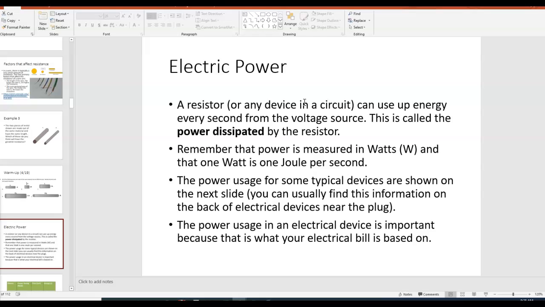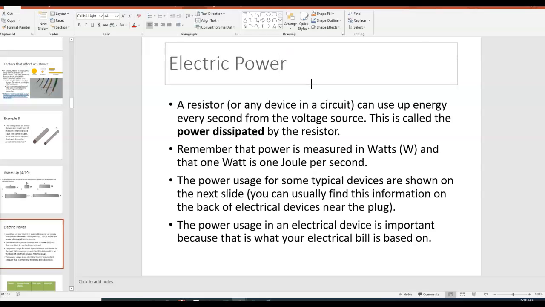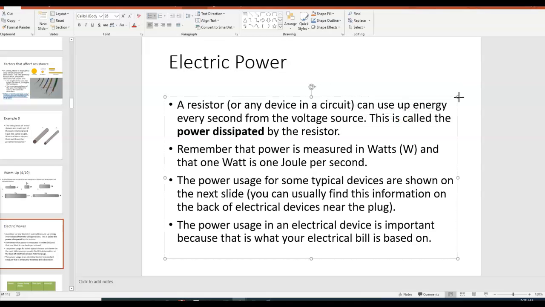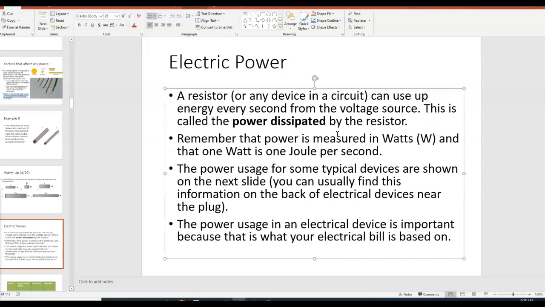Okay, so any device that's plugged into any type of electrical circuit uses up energy from that circuit. Whether it's a resistor, a light bulb, a light socket, or your phone as it's charging, it has to have some way to use energy up to get energy from the circuit, from the voltage source. And so this is what we call power dissipation, or you could just say power. Dissipation basically means used up. So when we talk about power dissipation, you're talking about some devices using up power from the electrical circuit.